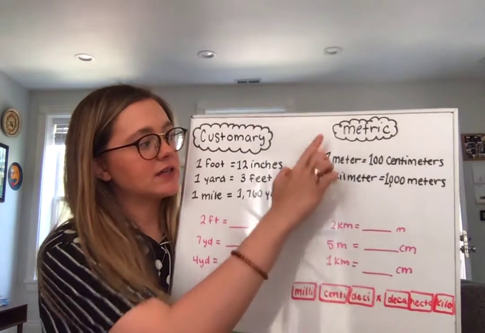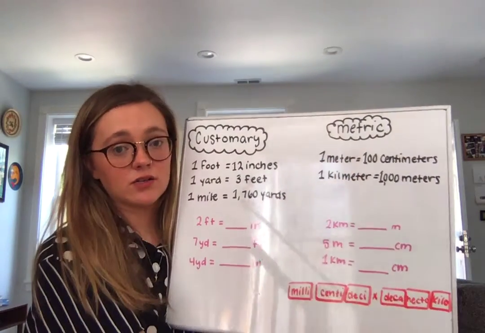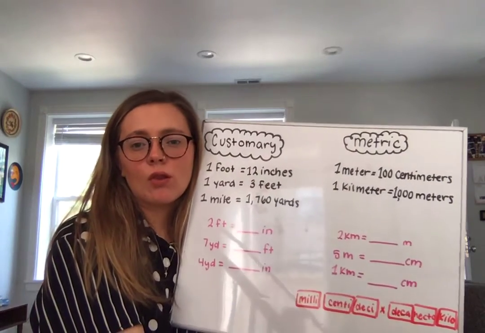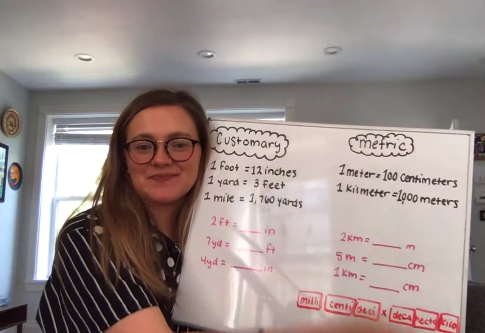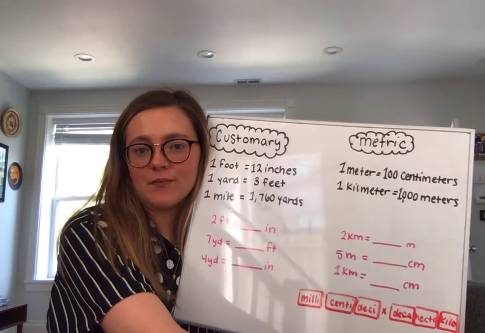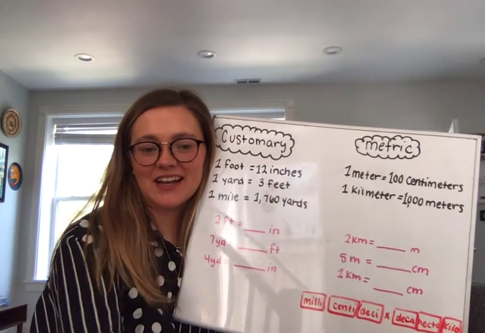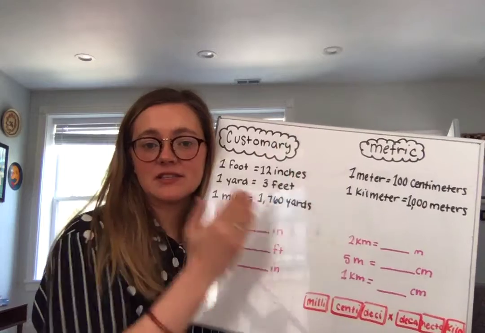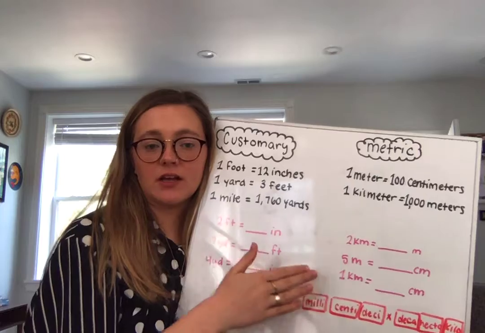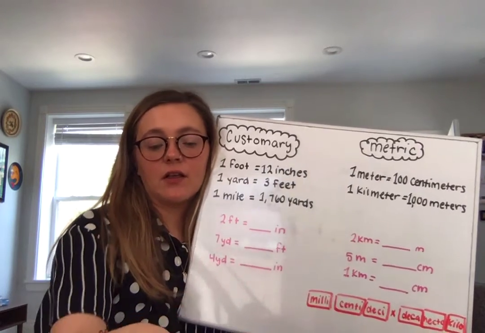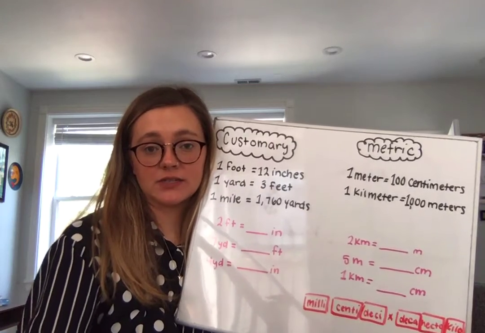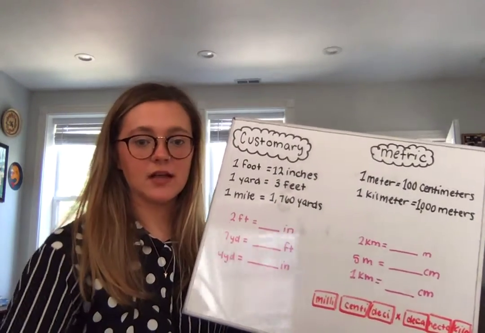Now the even easier one is the metric, which is that 1 meter is 100 centimeters and 1 kilometer is 1,000 meters. Why might I say this one's easier? What do we know about those numbers that end in zeros? What can we do with them? Our zeros trick. So now that we have this information in our notes, we're going to do a few problems in both customary and metric where we are asked to convert. I'm going to start with customary, which is actually the harder one, but stick with me, we're going to do it together.